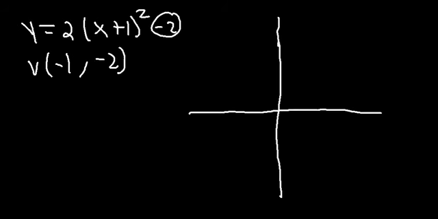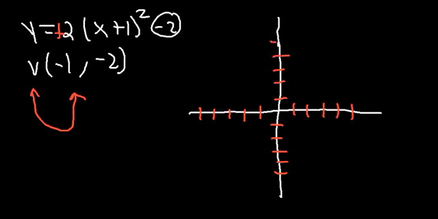So notice that it's +2. That means the graph is going to open upward. So let's plot the vertex. It's at -1, comma -2, which is over here somewhere.